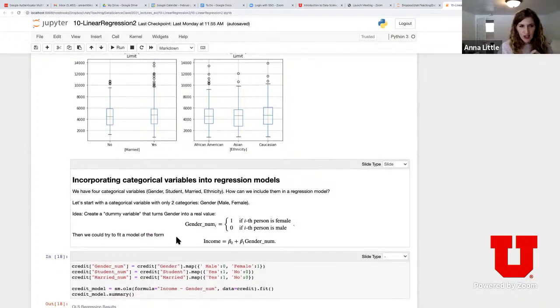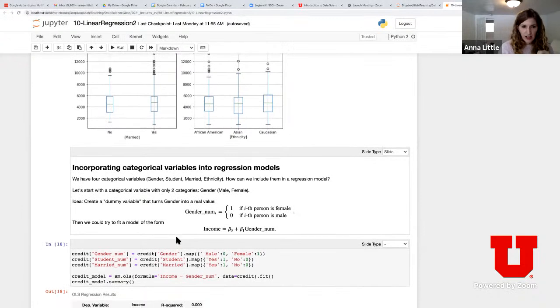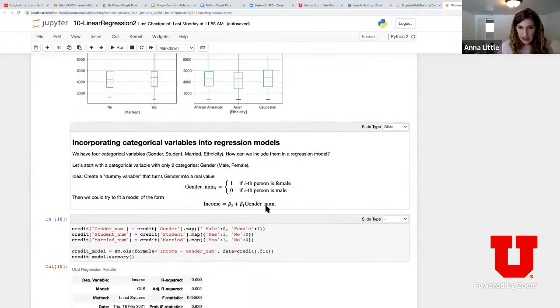It's easiest to do if the categorical variable is binary, like gender: male, female; student: yes, no; married: yes, no. Those are a little bit easier to deal with. So how would we do that? If we just have 2 categories, male and female, then we can create a dummy variable, which turns gender into a number. So we can just define a new variable, gender num, which is 1 if female and 0 if male. And then we can explicitly incorporate this into our model.